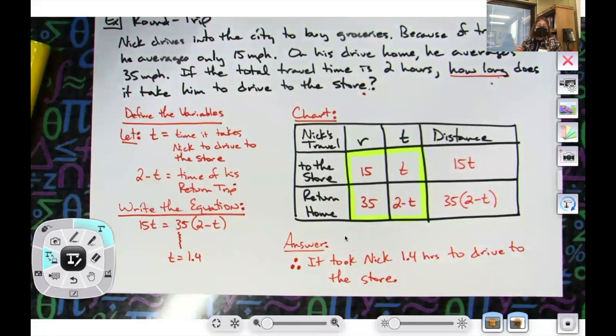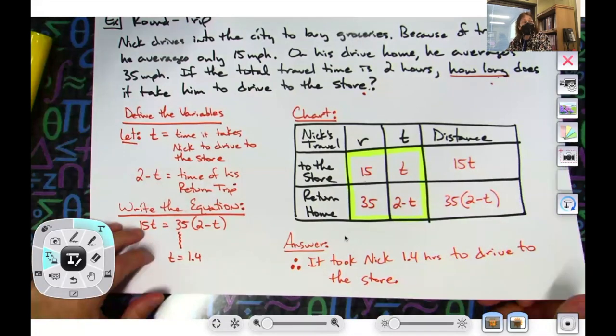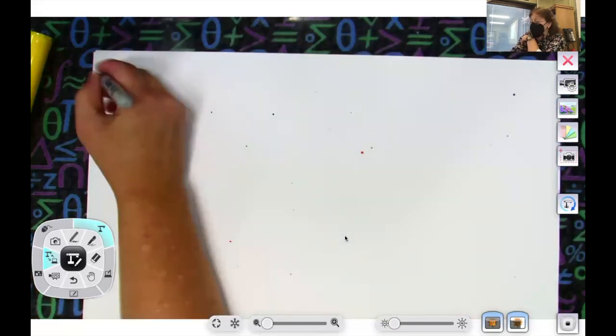Okay, last type. This one is going to be traveling in the opposite directions. All right, so example, opposite directions.